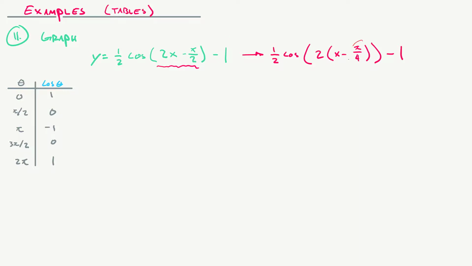Now you might be wondering, how did you get pi over 4? Well, just look, if you distribute the 2 back in there, that'll get you back to here, right? And that's what you want to have. And then the minus 1 is still on the outside.